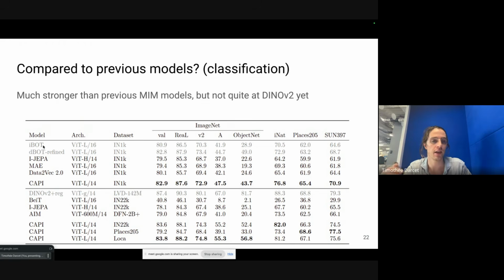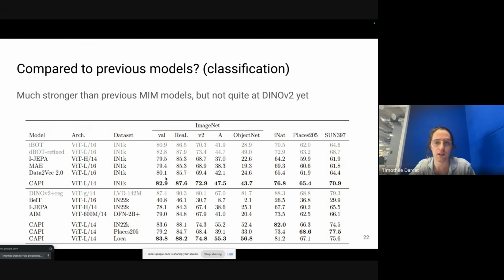So iBOT adds a global loss. DBOT, I think, starts from something else, maybe some CLIP, and adds a global loss. DINO v2 has a global loss, of course. The black ones, I-JEPA, MAE, Data2Vec2, BEiT, AIM, they are all basically pure masked image modeling in a sense. They don't use any other loss or any other model. And compared to other pure masked image modeling methods, we work quite a bit better.